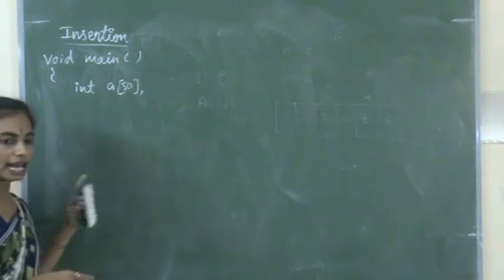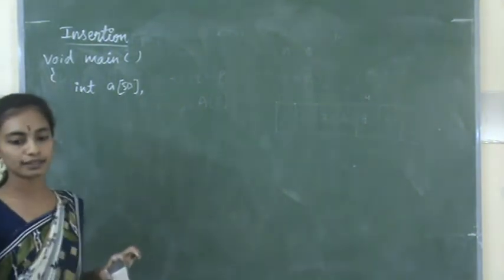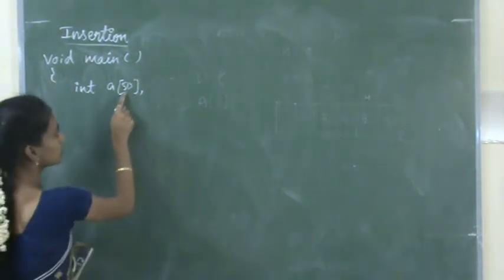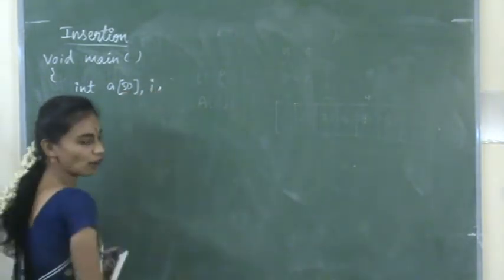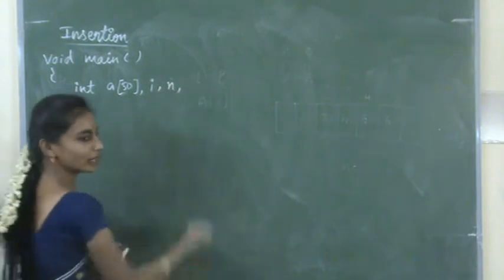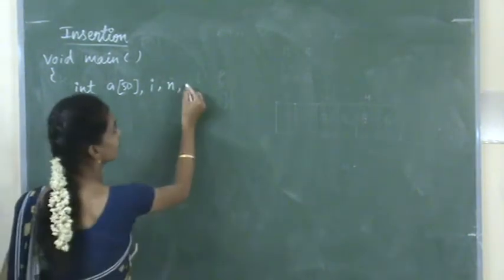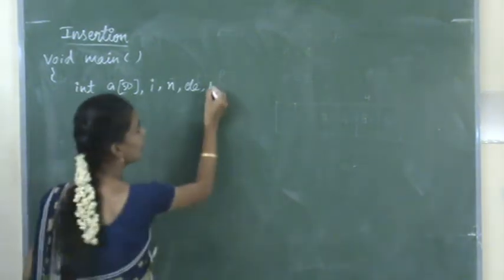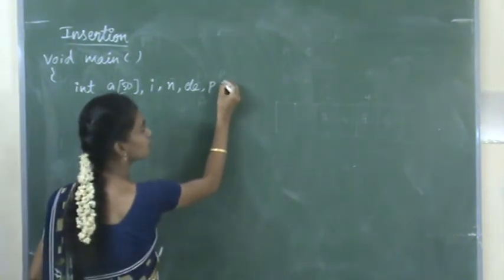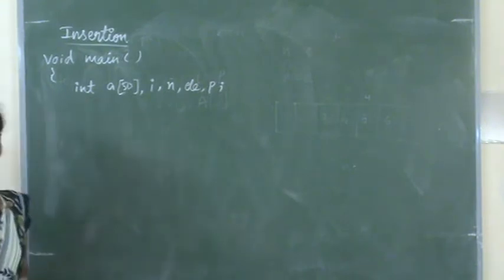So I declared one array variable. For this array variable, I declared the size as 50. Okay. So then I need I for the for loop. N, how many elements to be inserted? ELE, what is the new element to be inserted? And P, at which position we need to insert an element, right?